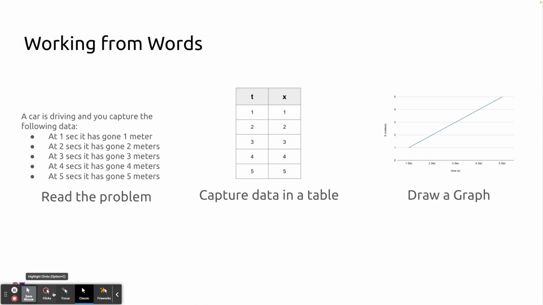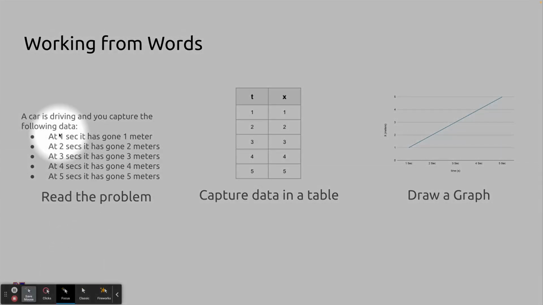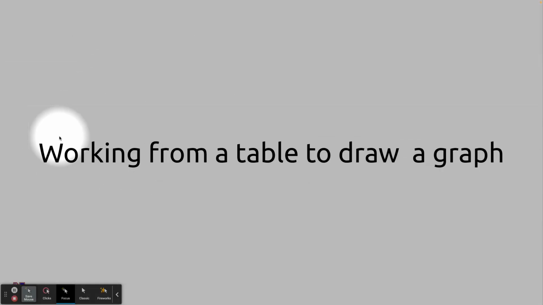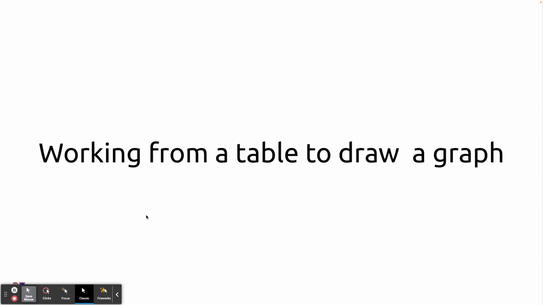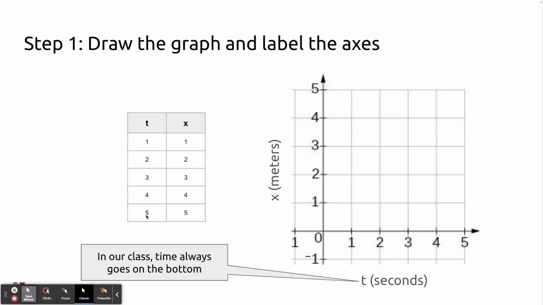Again, we are capturing the data over here. At 1 second, it's gone 1, at 2, 2, 3, 3, 4, 4, 5, 5. So that's the problem. I want you to make a graph using this data. So we make a table with the data, and then we draw the graph. So how do we do the drawing of the graph? So let's take a look at that.